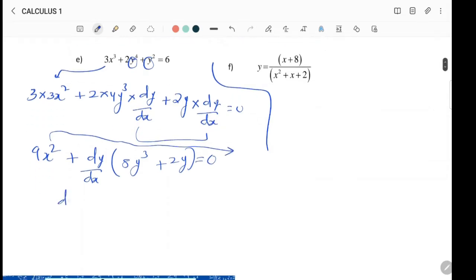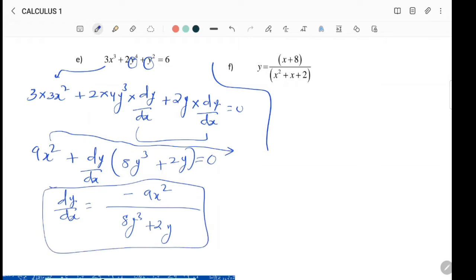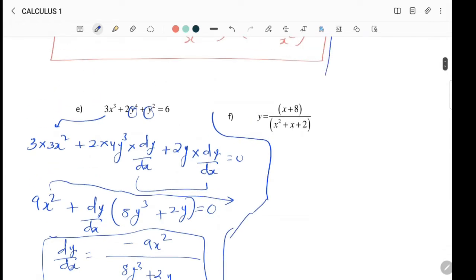Now this we can take to right side. So here we will get dy by dx equals, right, minus 9x squared over, we have to take this bracket in denominator. So this is 8y cube plus 2y. This will be your dy by dx. Okay. So dy by dx is minus 9x squared over 8y cubed plus 2y. Okay, now come to this f part. Here we have to apply quotient rule.